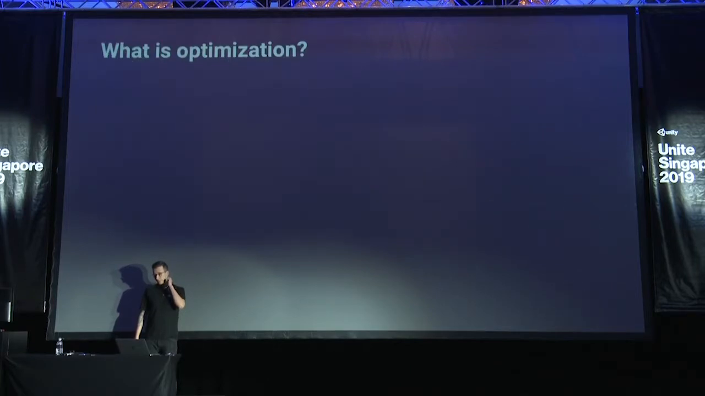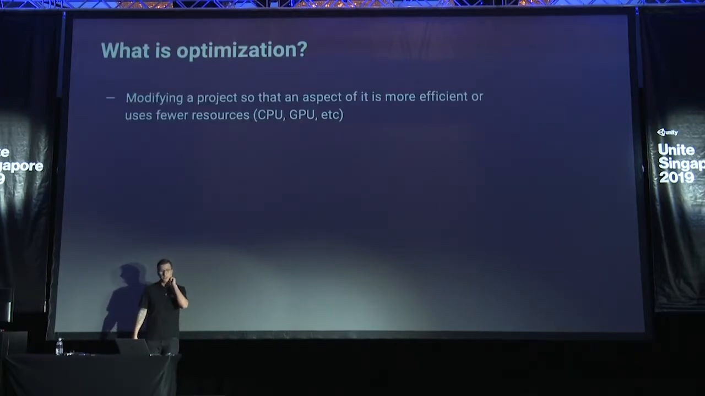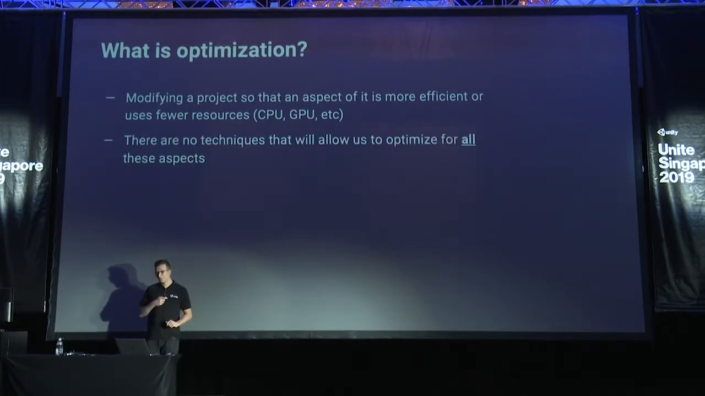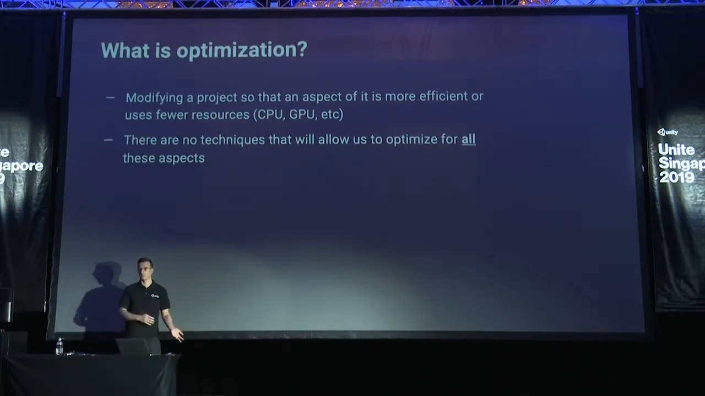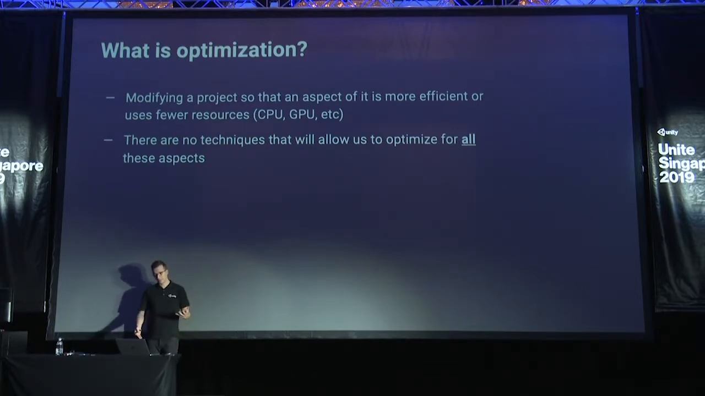So first, let's see what we mean by optimization. And usually, when I talk about optimizing something, I mean modifying a project so that a part of it is more efficient or less taxing on the hardware. It could be GPU or CPU. And unfortunately, there are no techniques that will allow you to optimize for all possible aspects. So very often you find that something works very well in one scenario, but with different parameters, maybe on different platforms or different devices, these rules don't apply. You can think of it kind of like a sorting algorithm, right? Some sorting algorithms might apply very well for one scenario, but in others they will fail.